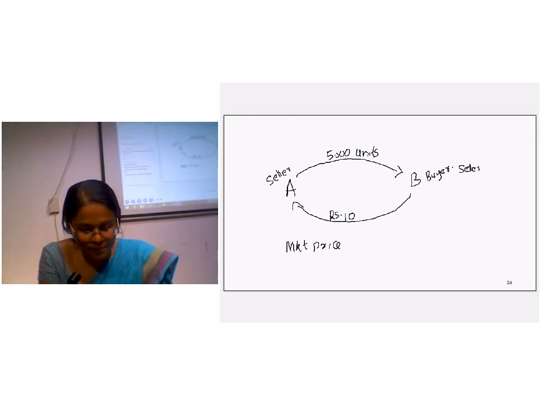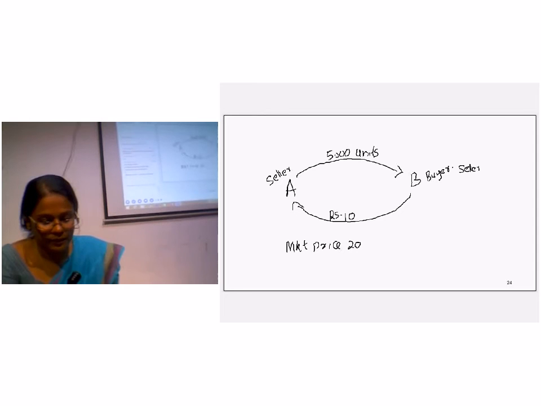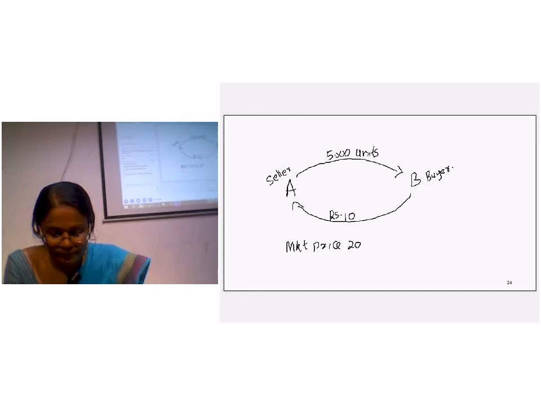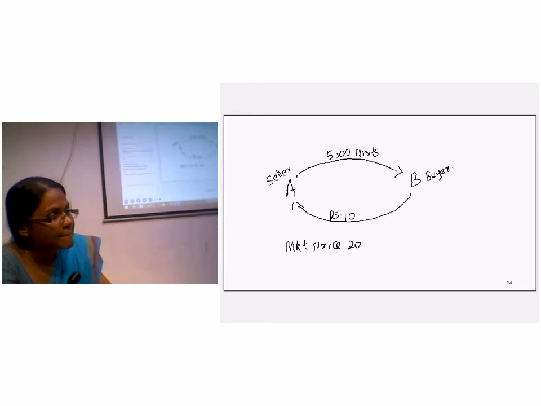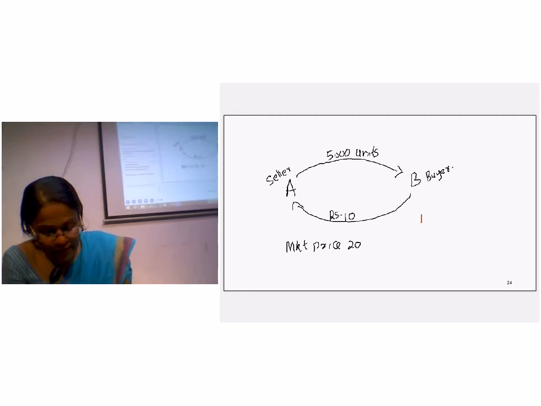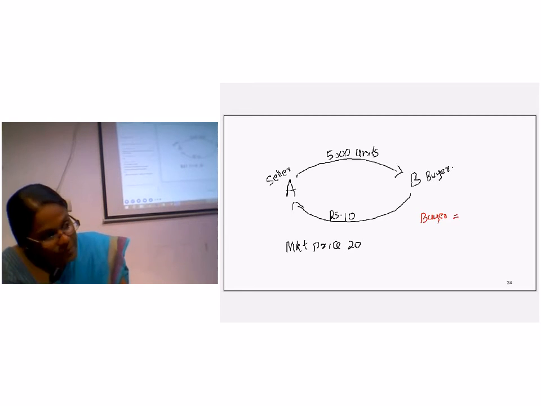Market price is 20. Who is benefiting? Buyer is benefiting. Why buyer is benefiting? They can purchase at 10 rupees, otherwise he has to pay 20 rupees, right? Therefore, buyer is having a benefit of how much the benefit?